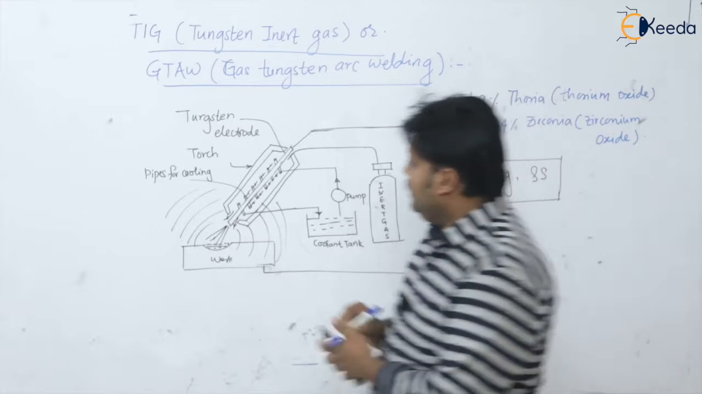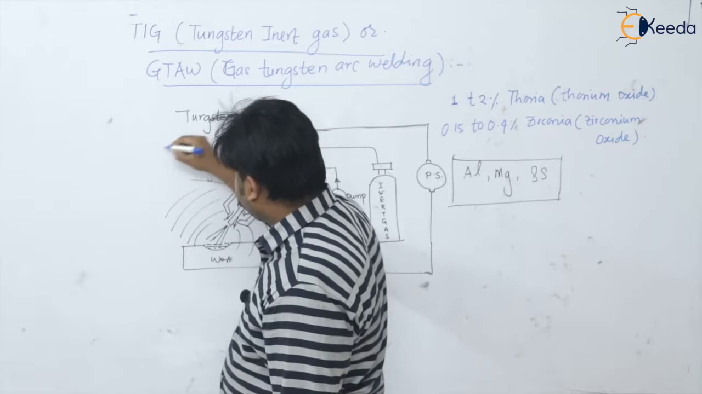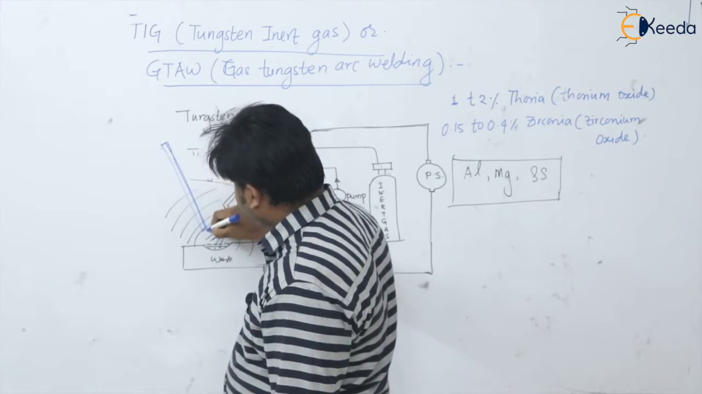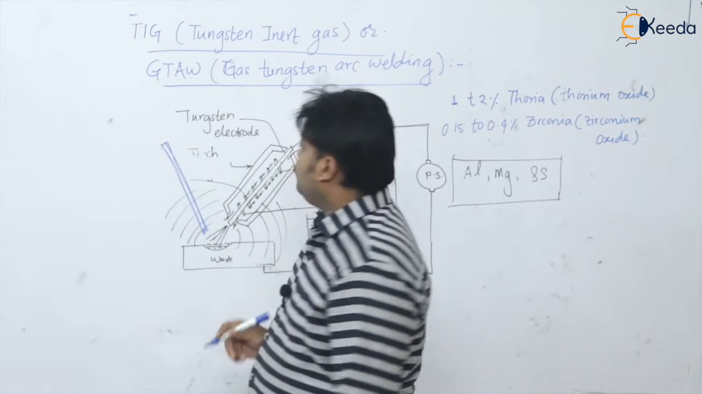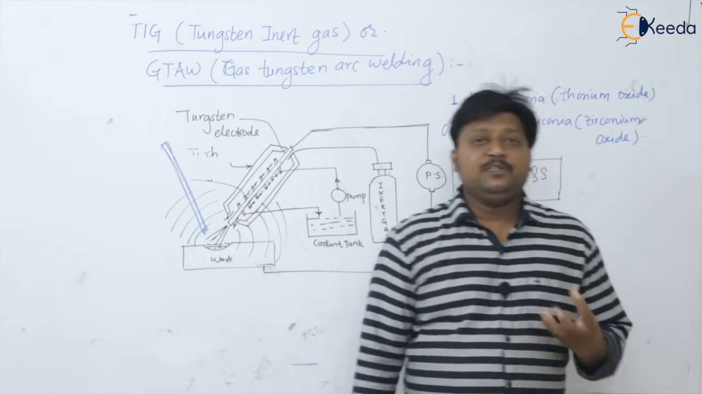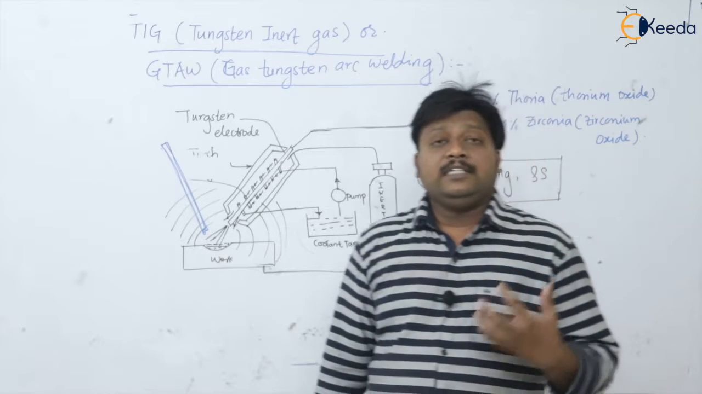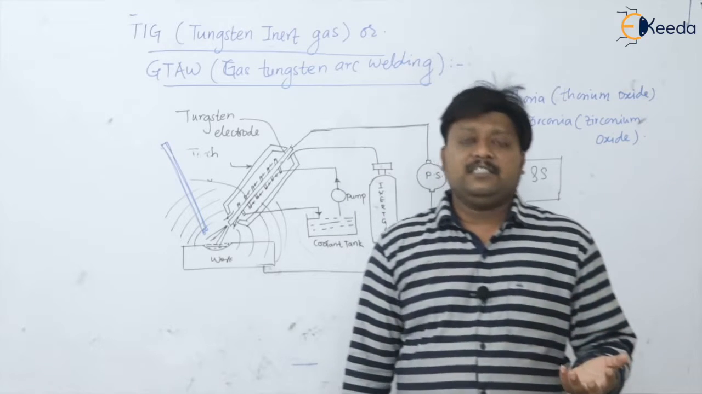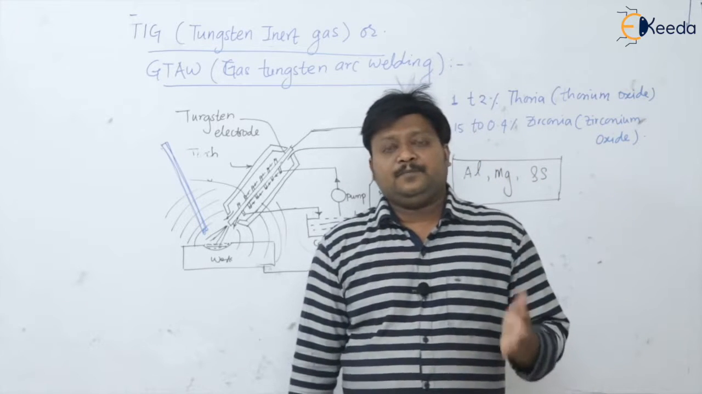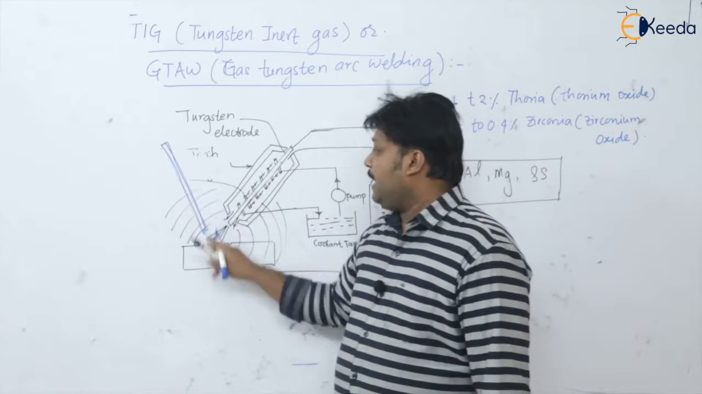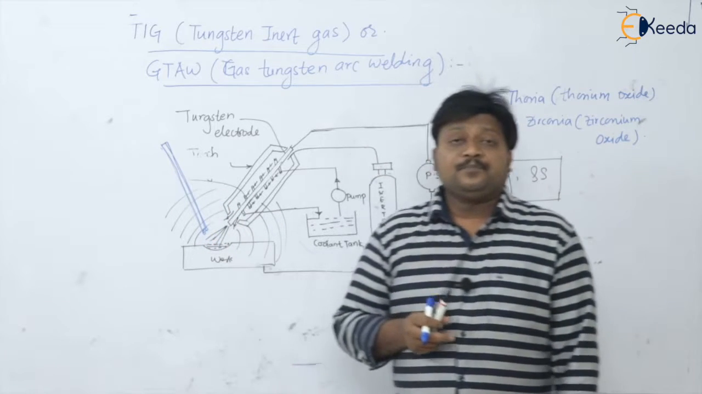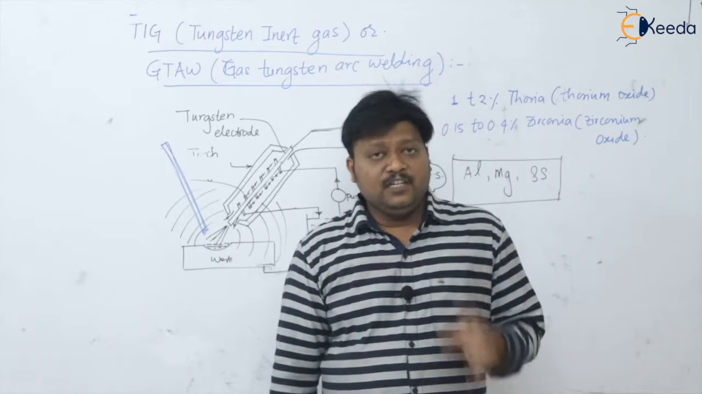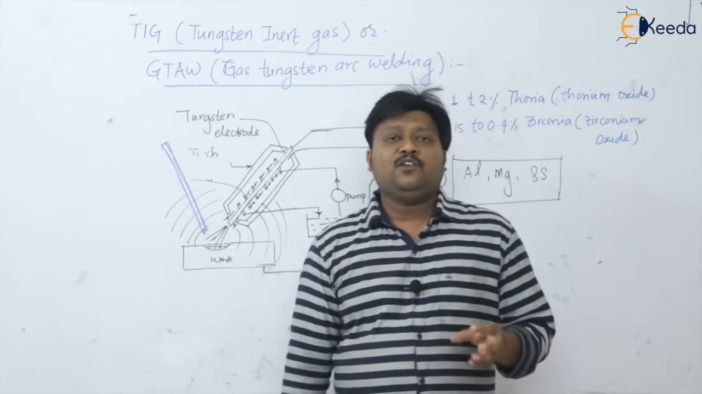So if I show here the filler rod, this is a filler rod. The filler rod comes into the picture when you are going to weld plates of thickness more than 5 millimeters, or thicker plates. You require this filler rod, you have to supply some additional material into this weld.